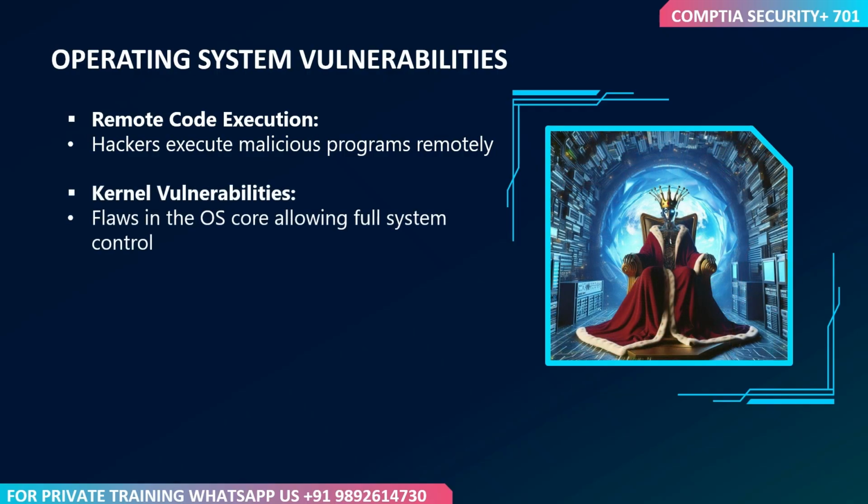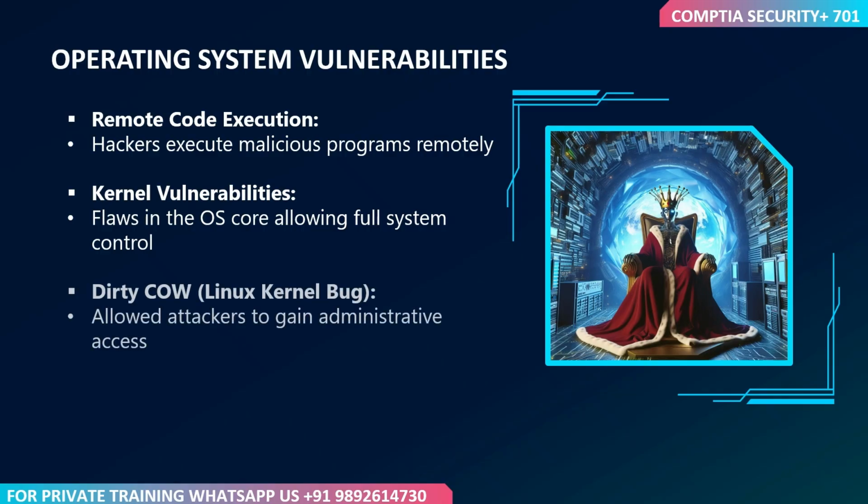Kernel vulnerabilities are also a significant concern. The kernel is the core of the operating system that controls everything on a computer. And if a hacker finds a flaw in the kernel, they can potentially take complete control of the system. A well-known example is the Dirty COW vulnerability in Linux. This bug allowed attackers to gain administrative privileges by exploiting a flaw in how the operating system handled memory.